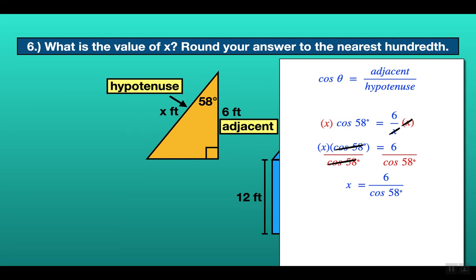Because if you don't hit equals, it's only giving you the cosine of 58 degrees, which is not our answer. We want 6 divided by the cosine of 58 degrees. So you got to make sure to hit equals. And when you hit equals, you should get this answer: x equals approximately 11.32 feet, because our question says to round to the nearest hundredth.